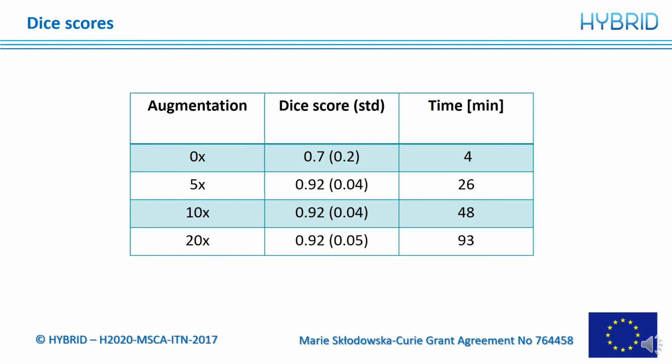Here we have the results for different implementations. Without any augmentation, we got 0.7 in 4 minutes, and increasing the data set 5 times or 20 times, we got almost the same dice scores, 0.92, but the time increased considerably. So here we can say that augmentation is needed, but there is a limit of time and of the maximum dice score that we can achieve with this pre-processing.